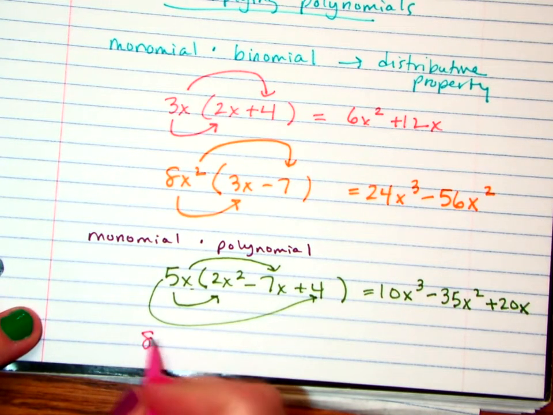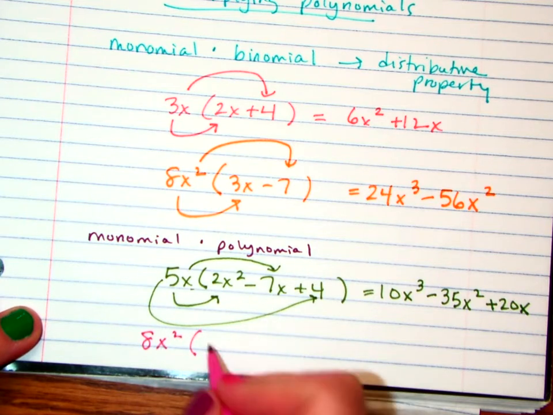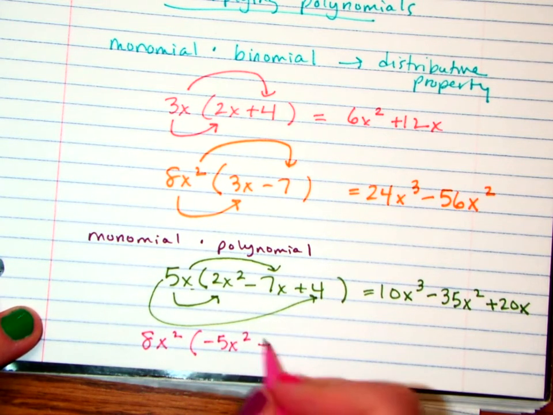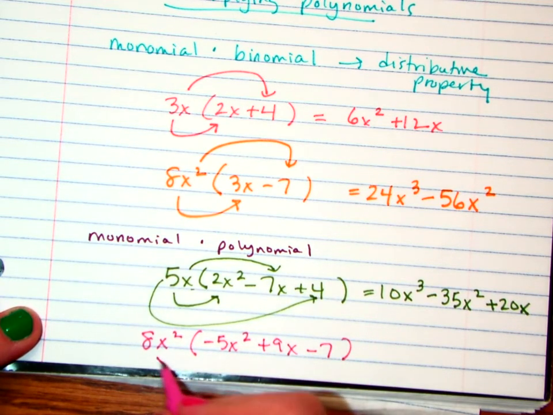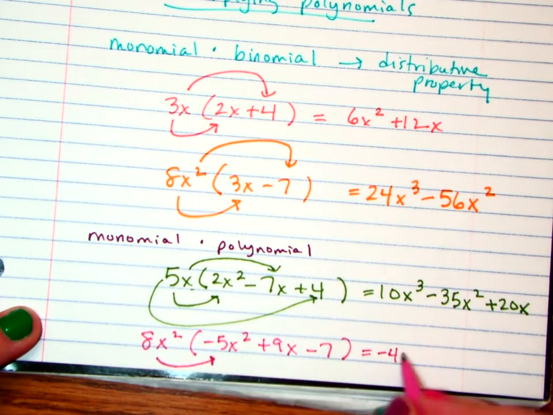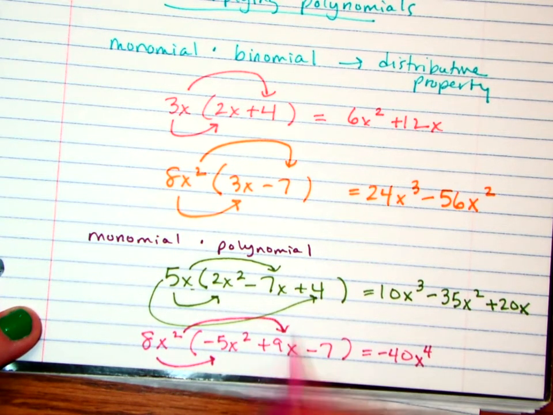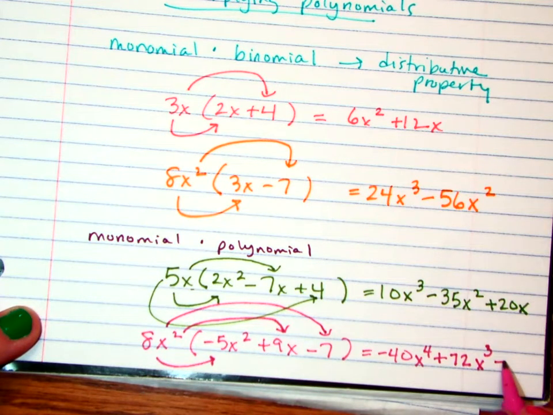So if I do, let's say, 8x squared times negative 5x squared plus 9x minus 7, then you could do the 8x squared times the negative 5x squared. 8 times negative 5 is negative 40, and x squared times x squared is x to the fourth. Then 8x squared times that 9x, 8 times 9 is 72, x squared times x is x to the third, and then the last one would be 8x squared times that negative 7, which would be minus 56, and in this case x squared.